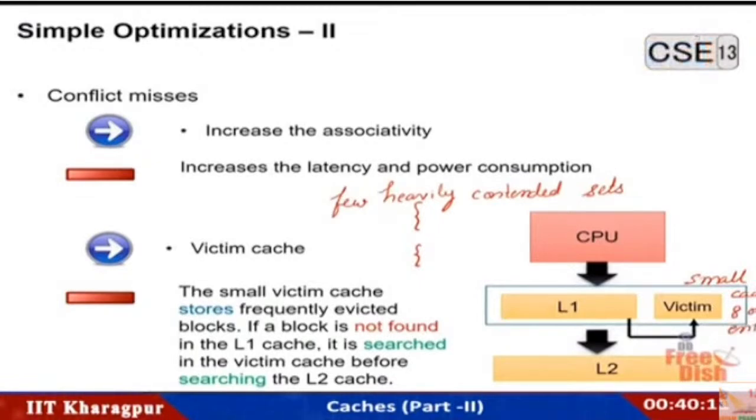Here we store some of those blocks that account for a disproportionate number of misses, which are those unfortunate blocks in heavily contended sets which get repeatedly evicted. So they can be stored in the victim cache. Whenever a block is not found in the L1 cache, it is searched for in both the L1 cache as well as the victim cache associated with the L1. So we search in both. Only when we don't find a block in both do we actually access the L2 cache.